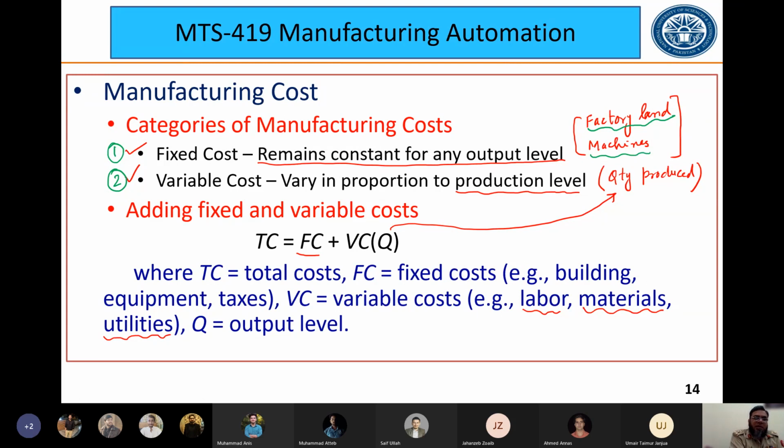ओके. Second is the variable cost. The variable cost is something which varies in proportion to the production level, that how much quantity you are producing. Okay?